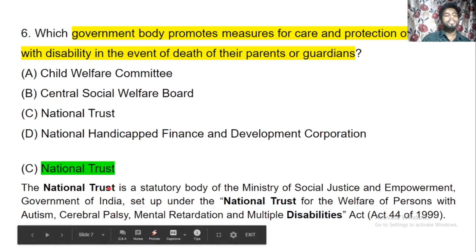Now the National Trust is a statutory body of the Ministry of Social Justice and Empowerment, under the Government of India, set up under the National Trust for the Welfare of Persons with Autism, Cerebral Palsy, Mental Retardation and Multiple Disability Act. The National Trust was enacted in the year 1999.